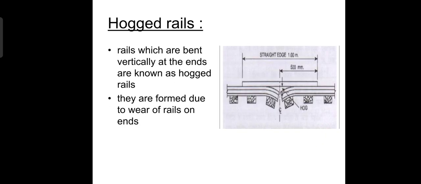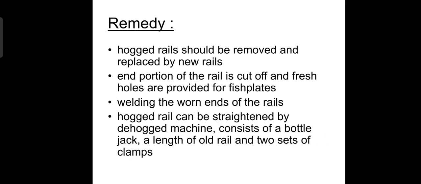Hogged rails. Rails which are bent vertically at the ends are known as hogged rails. They are formed due to wear of rails on the end. So in the picture you can see the hogged rails. Remedy: hogged rail should be removed and replaced by new rails.